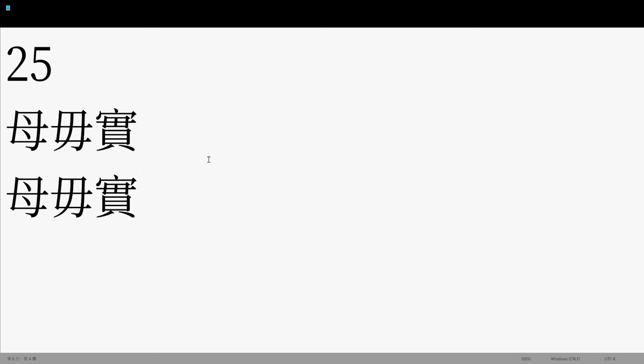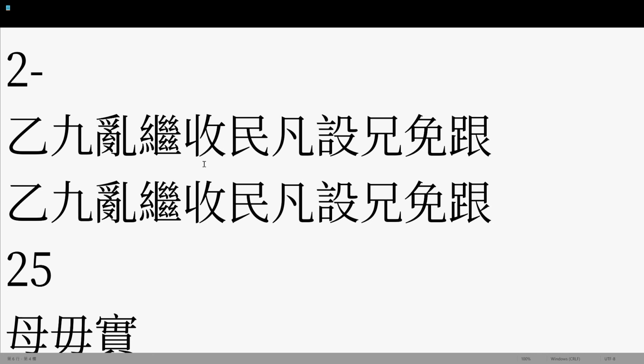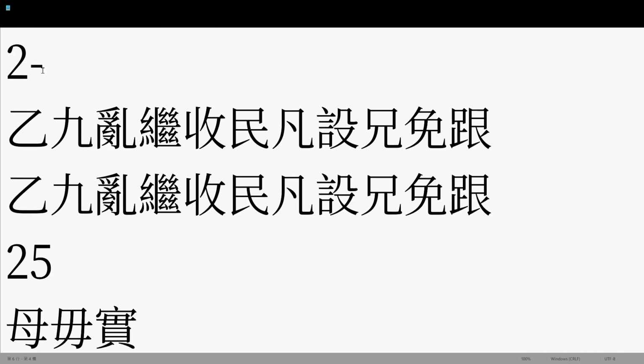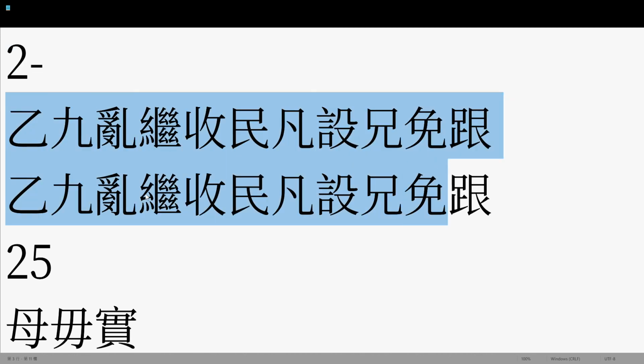Okay, so that's all for the radicals of 2 middle key. We have 2 hyphen, the fundamental keys, fundamental radicals, and 2 5.